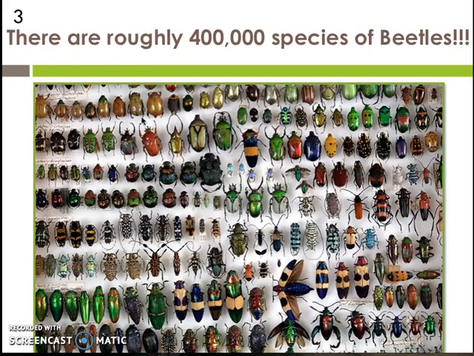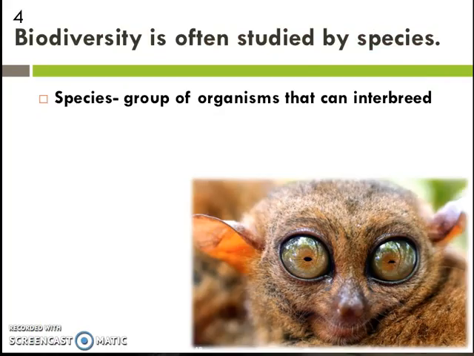You don't really need to write anything about this, but I just think this is really cool, even if you don't like insects. So like I said before, biodiversity is often studied by species. So let's just get a working definition of species, because I know there's a lot of definitions out there, but this is the definition I want you to know, and you'll probably genuinely come across it because this one's the most commonly accepted by most scientists.